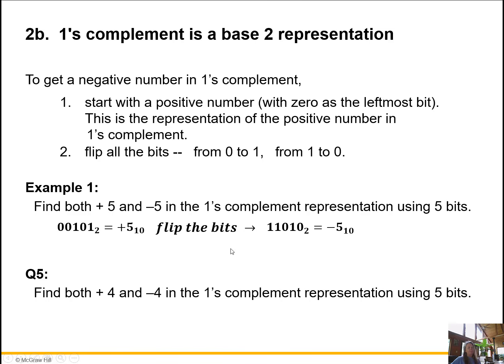Now you get to play. So first off, what you're going to do is figure out what a positive 4 is, and you write that down. So I believe that would be 0, 0, 1, 0, 0. So you write down that. You say that equals a 4 in base 10. To get the negative 4, just flip all the bits. And that should get you your negative 4 in 1's complement. So there's your next quiz question. Be sure you have your paper and pen out and get that written down.